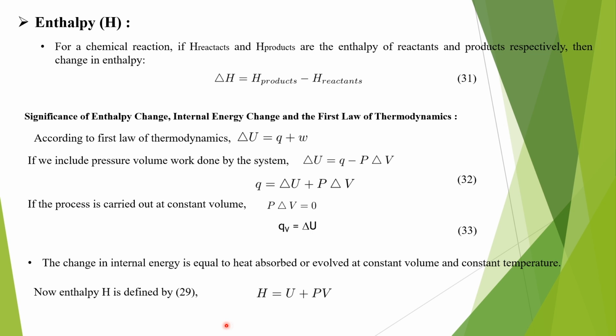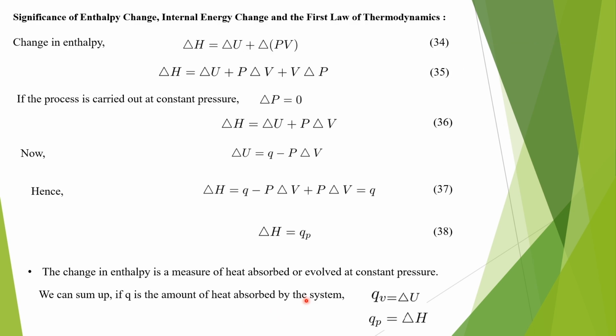Now, enthalpy H is U plus PV. So, if we take delta, delta H is delta U plus delta PV, which gives delta U plus P delta V plus V delta P. Now, at a constant pressure process, delta P is 0, right? So delta H is delta U plus P delta V, and delta U plus P delta V is nothing but Q. So delta H is Qp. The change in enthalpy is the measure of heat absorbed or evolved at constant pressure.